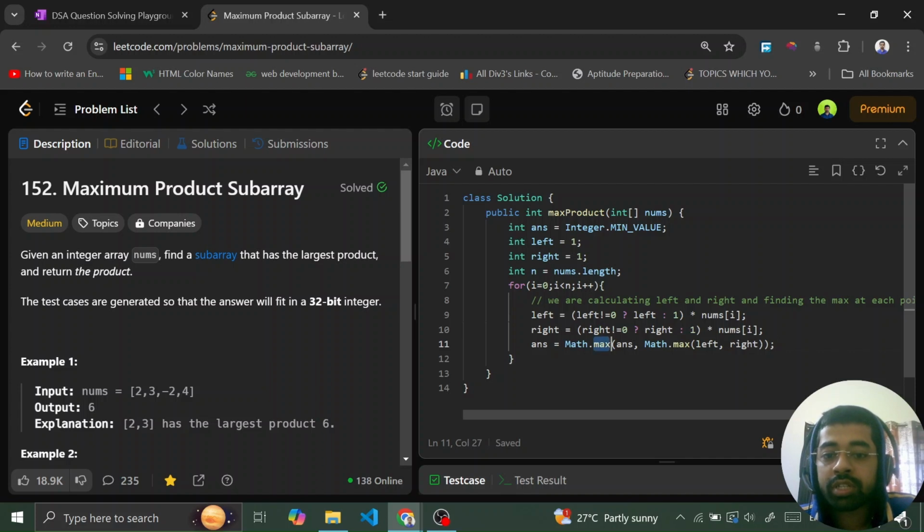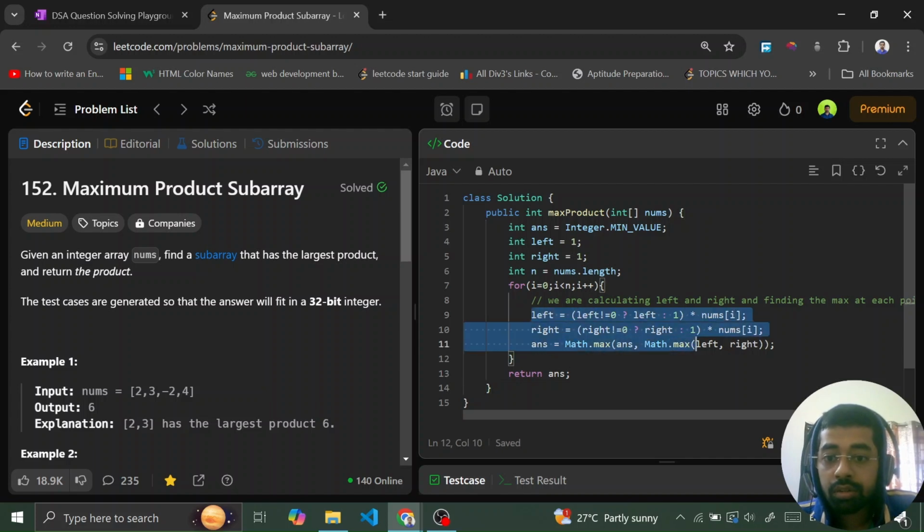So Math.max actually takes two parameters. That's why I have to use another Math.max inside, which will take left and right. So this will give us the max of left and right, and this value is again compared with the answer to find the max value. So this line is basically giving the max of 3. Okay, so after this I'm returning the answer.